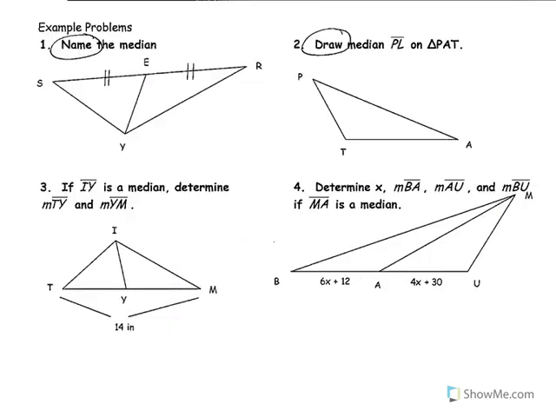Let's look at a few examples. Okay? So the first thing I could ask you to do would be to name the median. So that means I'm going to look at my picture and I'm going to look for a segment that's going from a vertex to the midpoint. Well, I see tick marks in my picture, so I know that E has to be the midpoint of that side. Well, what vertex did that line come from? That line came from Y. So my median is YE.